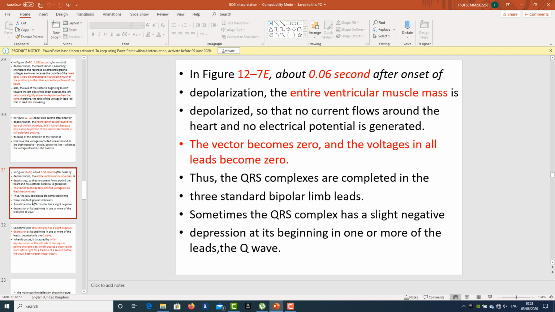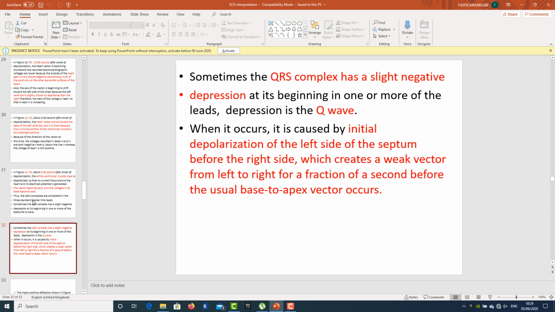Sometimes the QRS complex has a slight negative depression at its beginning in one or more of the leads, the Q wave. When it occurs, it is caused by initial depolarization of the left side of the septum before the right side, which creates a weak vector from left to right for a fraction of a second before the usual base to apex vector occurs.